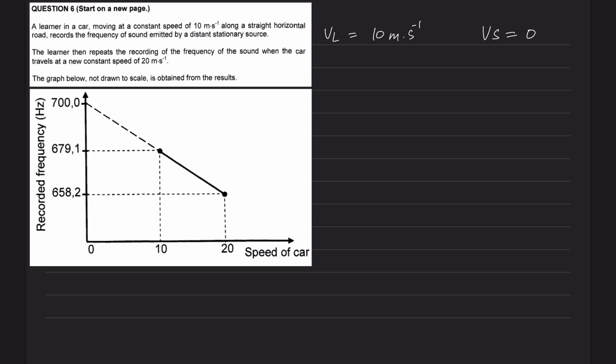The learner then repeats the recording of the sound when the car travels at a new speed, 20 meters per second. Okay, so VL is then 20 meters per second. And then Vs is 0. The graph below, not drawn to scale, is obtained from the results. Okay, we have a recorded frequency against speed of car.